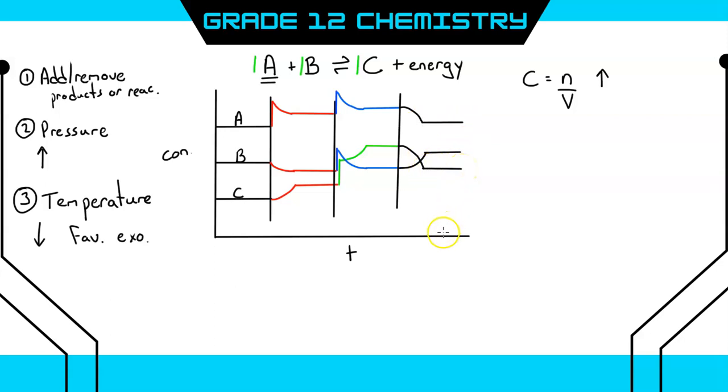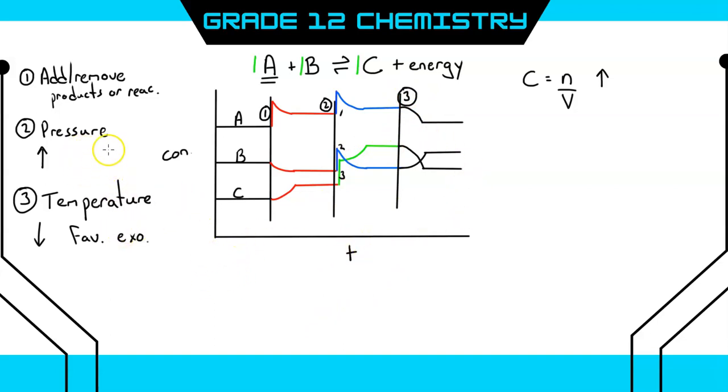If you're looking at them, a quick and easy way to spot either 1, 2, or 3 is this: when we add or remove a product, we see a spike for one of our substances. If it's a pressure change, we are going to see a spike for all of our substances. And if we don't see any spike, but rather a gradual change in all of our concentrations, that was because we changed the temperature. All right, so that's the basic idea behind Le Chatelier's principle.